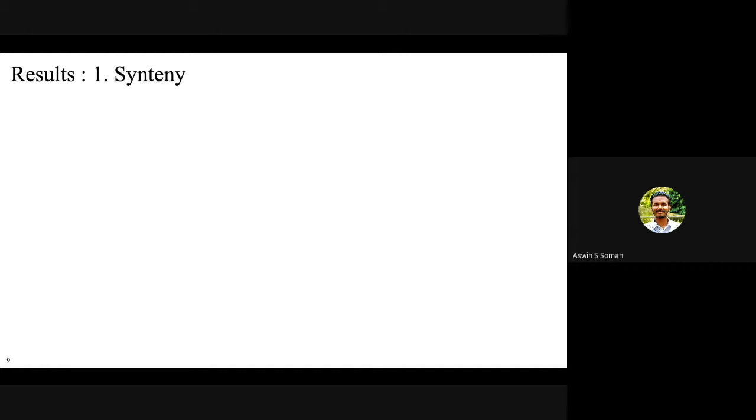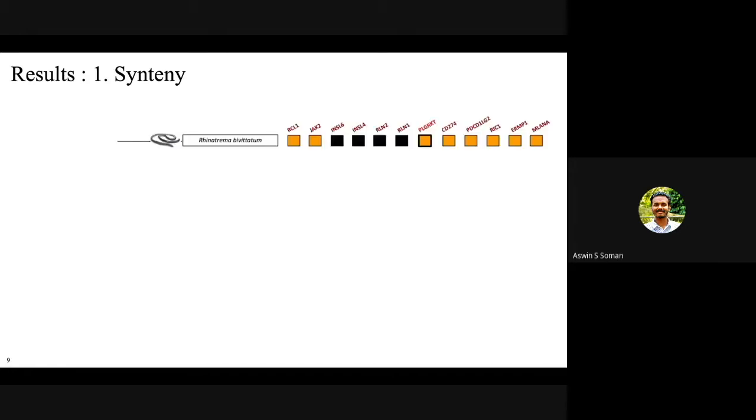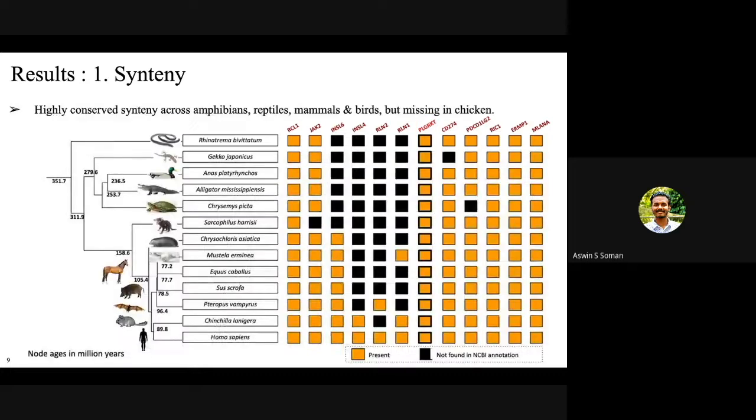So we looked at chicken. Since loss of a gene with conserved synteny is considered strong evidence, first synteny was checked. To check synteny, the genomic regions flanking the PLGRKT gene were extracted. Several genes upstream and downstream were extracted from several vertebrates.